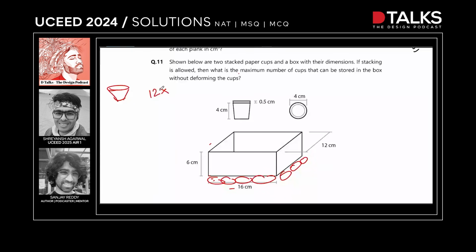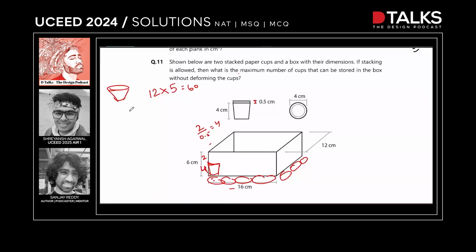Now, how many cups would there be in every single column? You know that the first cup would take 4 centimeters. But every single subsequent cup, as you can see here, only takes up half a centimeter because they stack. They go one in the other. So for the rest of the 2 centimeters, 2 divided by 0.5 is 4. That means you can stack 4 cups on top of the cup that is already there. That means each column has 5 cups in it. So that gives you 60 cups in the first case.